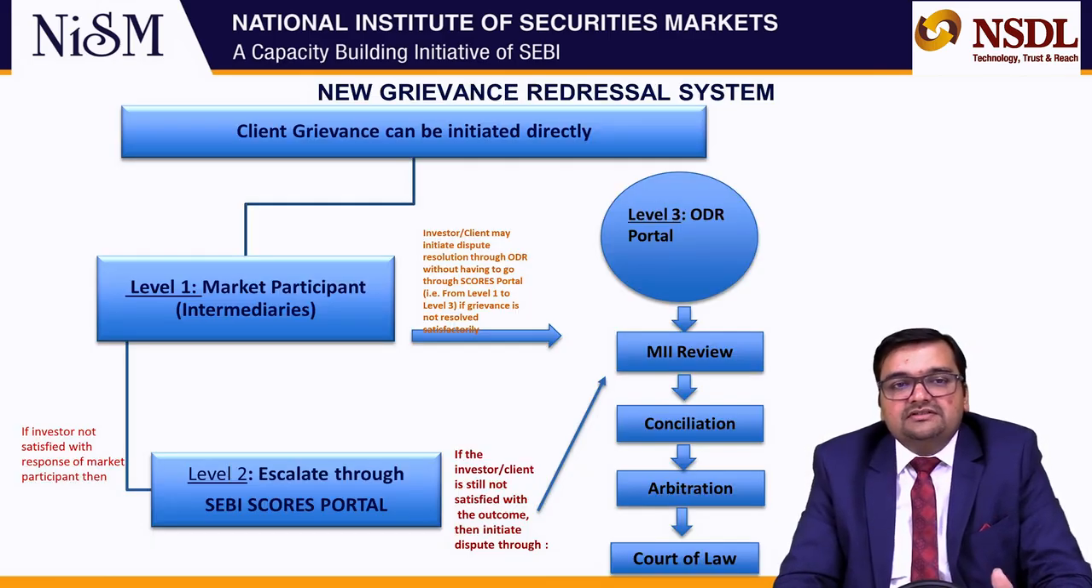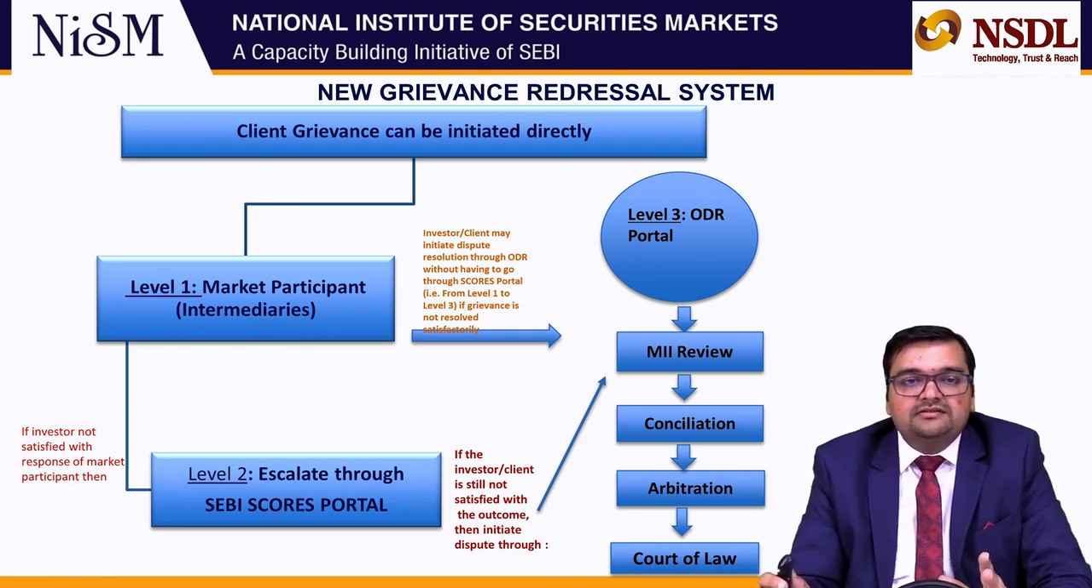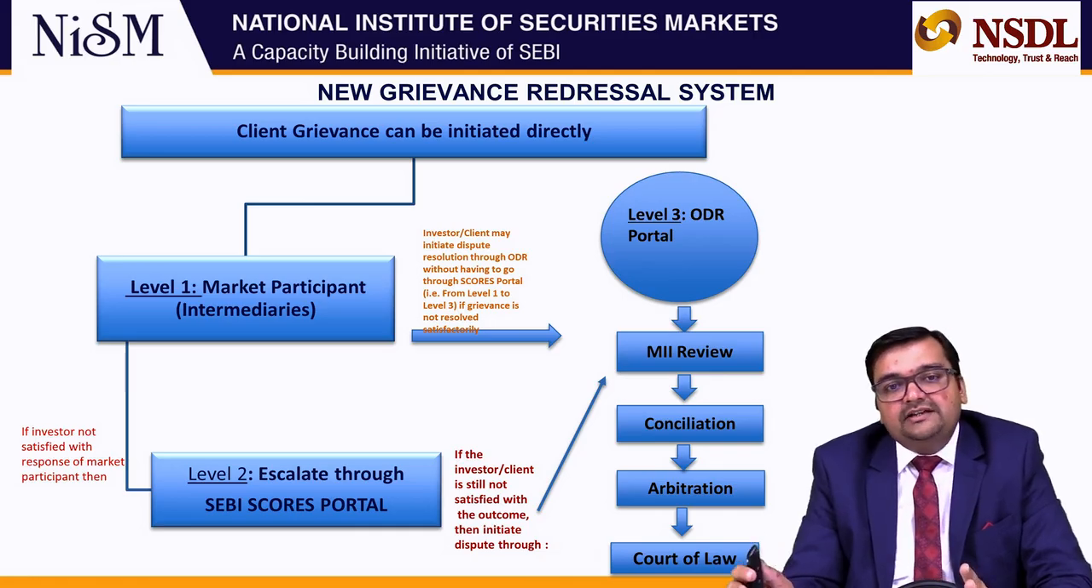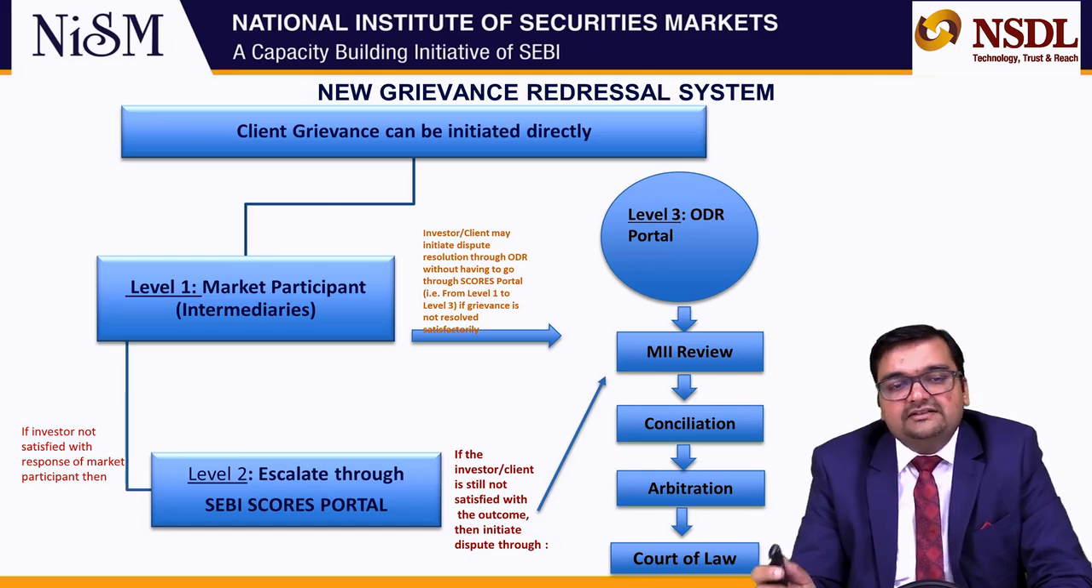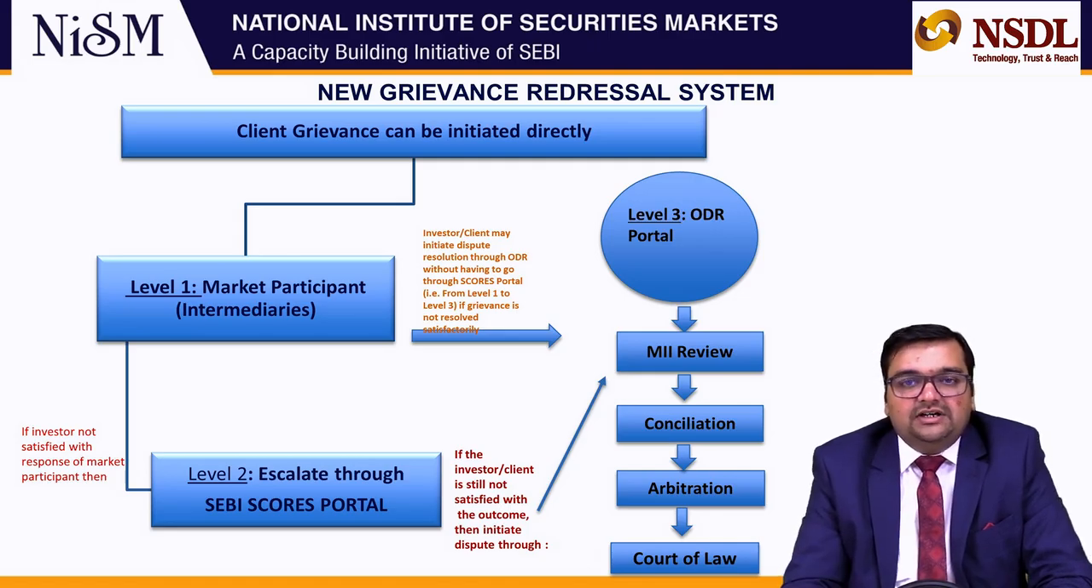Now, under the new grievance redressal system, there are three levels. A client has to first initiate a complaint against the market participant by filing it with the market participant's investor grievance cell or team. Then level 2 is the SEBI SCORES portal. If you are unsatisfied, then the matter can be escalated to the SEBI SCORES portal. Again, this matter will be referred to the market participant for resolution of the complaint. Then there is level 3, that is the ODR portal. Under the ODR portal, there are further 4 stages, which are MII review, conciliation, arbitration, and lastly, ultimately the court of law. Now, I will cover all the 3 stages in the next slides.